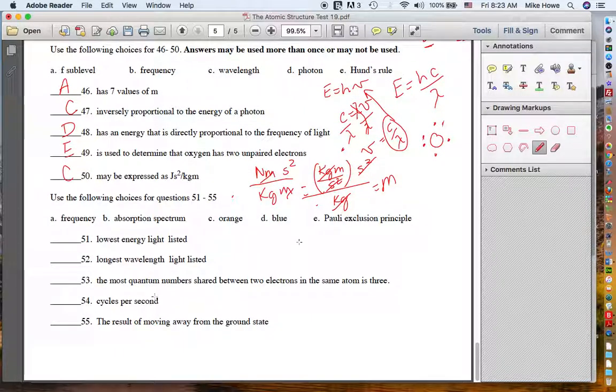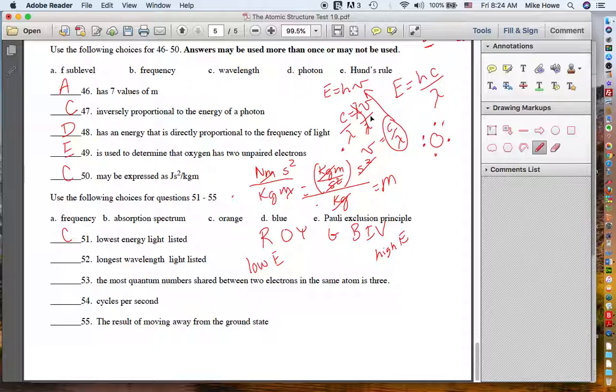All righty, here we go. Now, on 51, remember that? Okay, which has the higher energy? Okay, so that's high energy. And this is low energy. So what's listed? Oh, orange is listed. So the lowest energy would be C. The longest wavelength, would that have a high energy or a low energy?